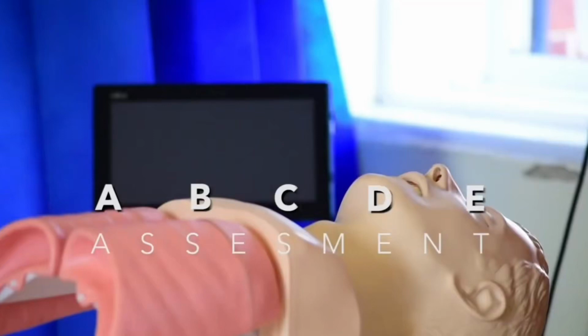ABCDE assessment of the deteriorating or collapsed patient begins with systematic evaluation of the patency of the airway and the adequacy of respiratory effort. If these are found to be inadequate, basic maneuvers and the airway adjuncts should be used to support A and B while waiting for further assistance.